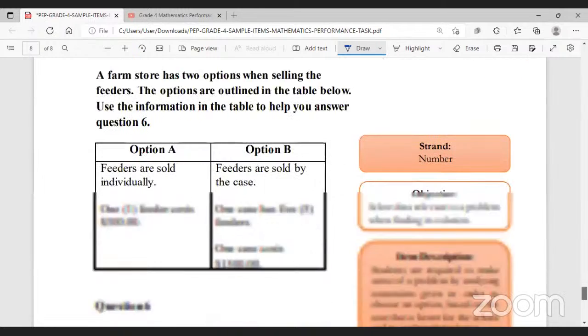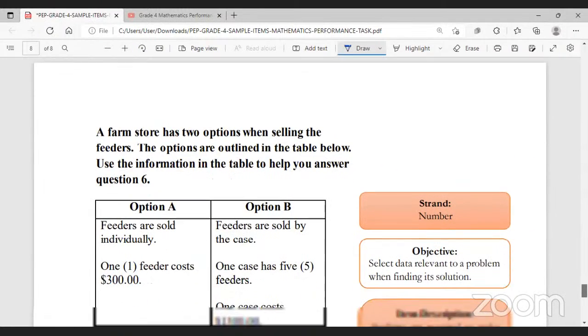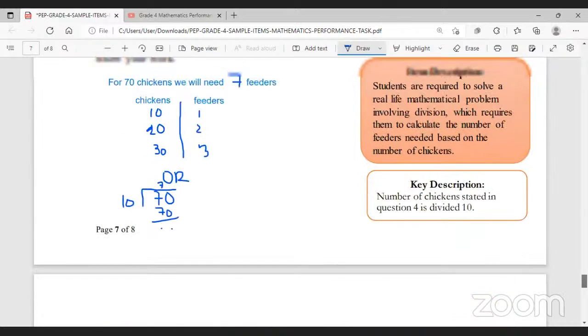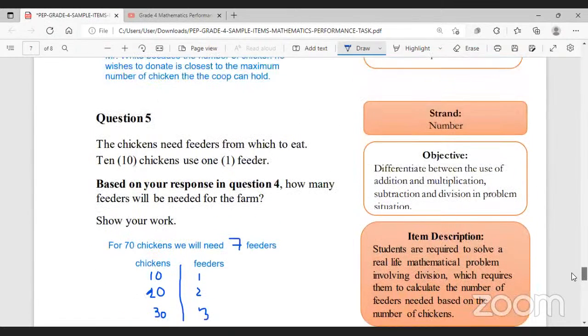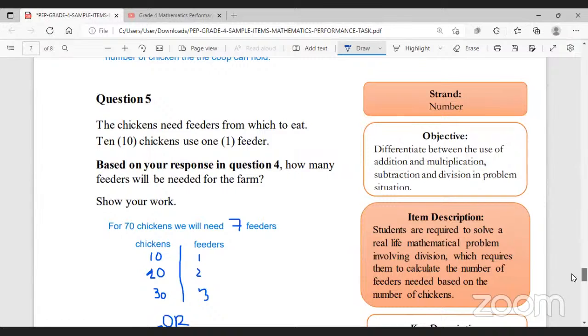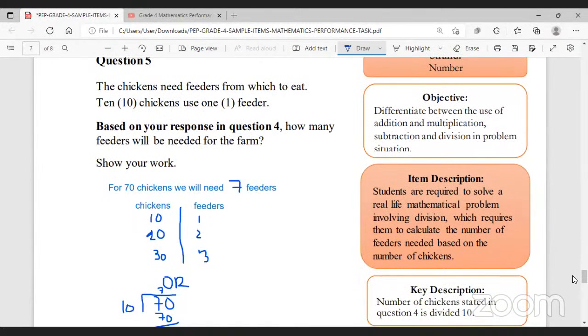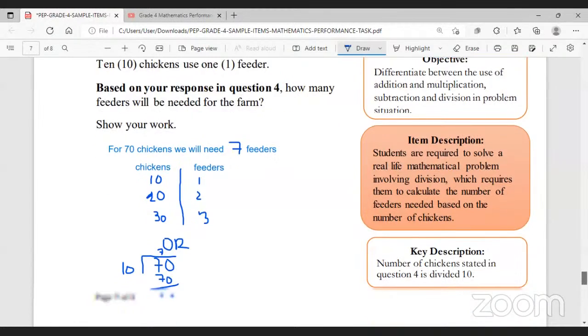No, we have one more question. I preempted. All right. So this question was also from the number strand, and we were supposed to solve real-life mathematical problems involving division, which requires us to calculate the number of feeders needed based on the number of chickens. Our objective was to differentiate between the use of addition, multiplication, subtraction, and division in problem situations.